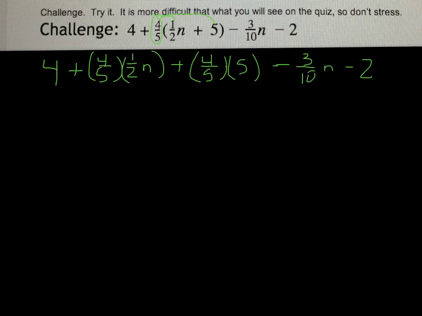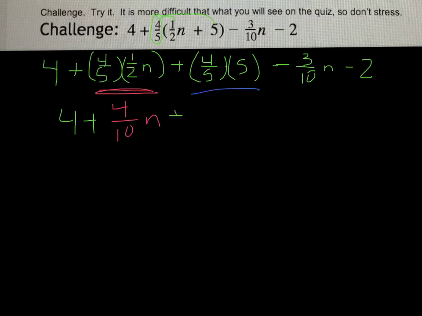Now I can first simplify my 4/5 times 1/2 because I multiply straight across. So I can start rewriting the 4 plus my distributive. 4 times 1 gives me 4, and 5 times 2 gives me 10. So that's 4/10 n.